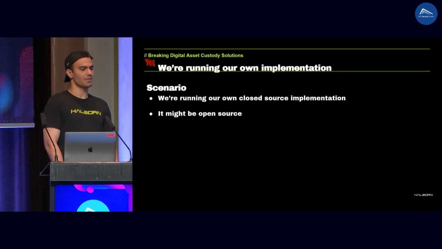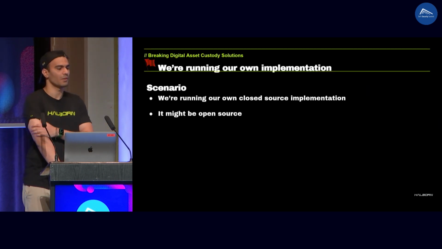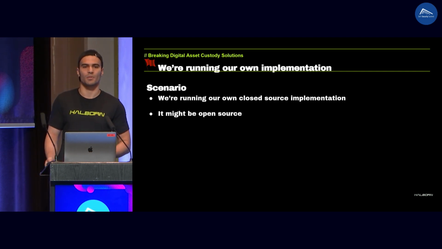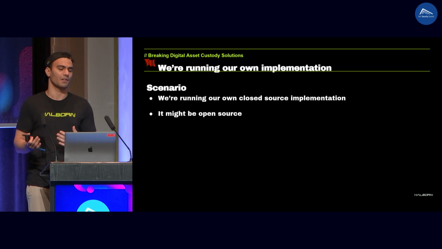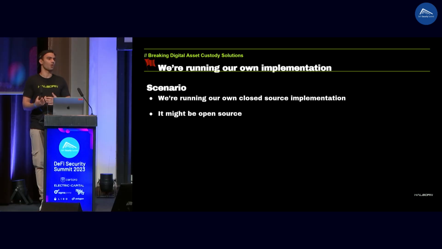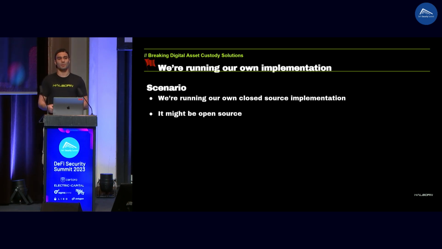So we have the first scenario, we are running our own implementation. It could be a closed source implementation or it could be open source. The actual argument is not related to whether it's open source or closed source. It's just their own implementation, because most of the people, they don't have access to rockstar cryptographers who will be able to implement a protocol error-free or bug-free.